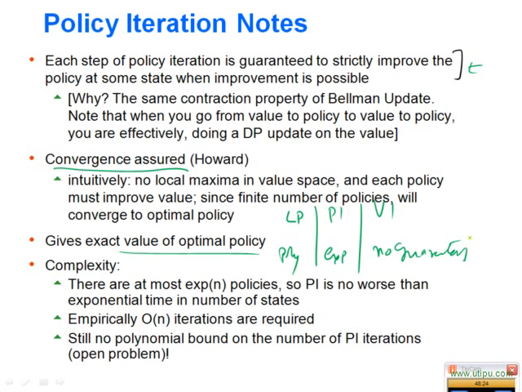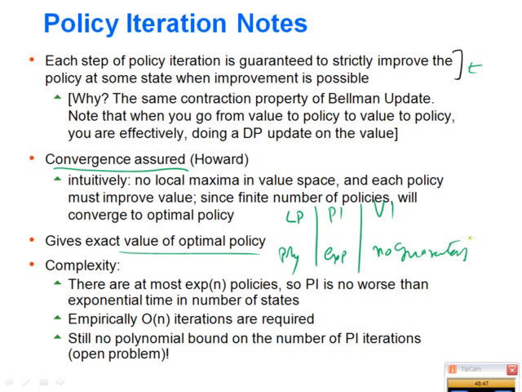Empirically, although you might need an exponential number of iterations, in most cases people found that you seem to only need about n iterations, where n is the number of states. You don't need to go to a power of s. That's very few iterations.